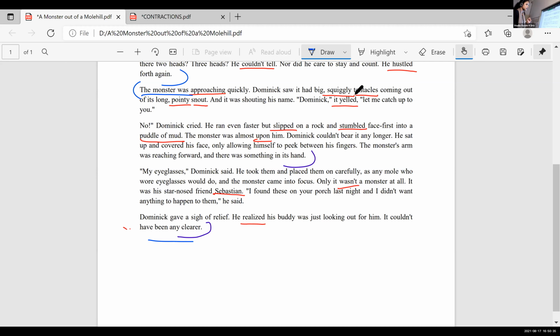"No," Dominic cried. He ran even faster, but slipped on a rock and tumbled face first into a puddle of mud. The monster was almost upon him.